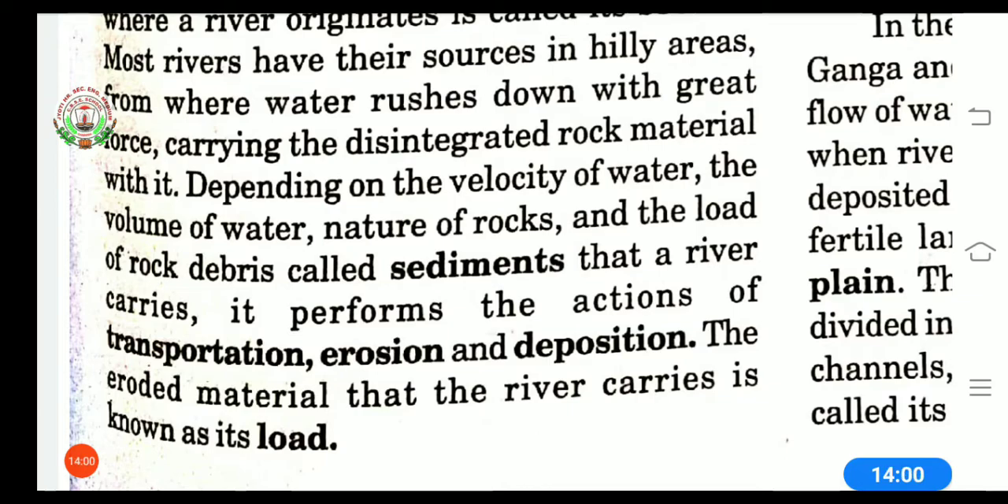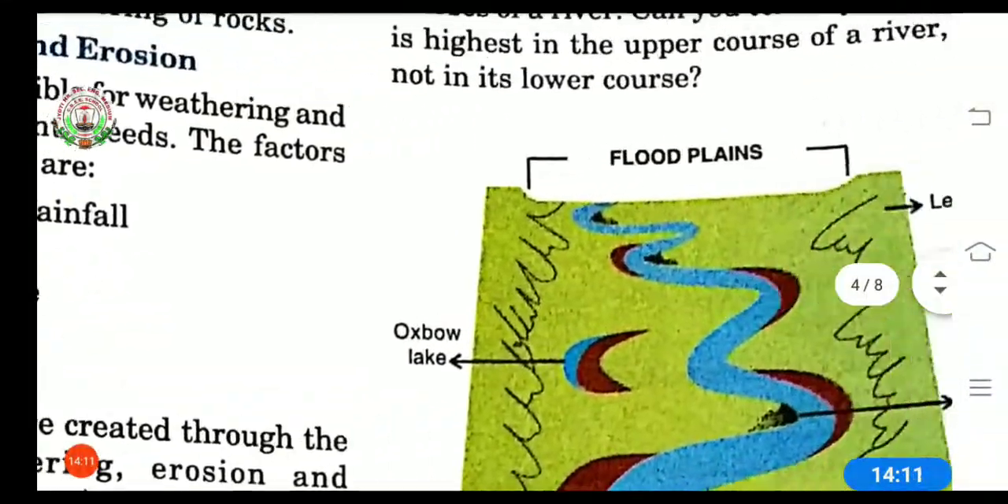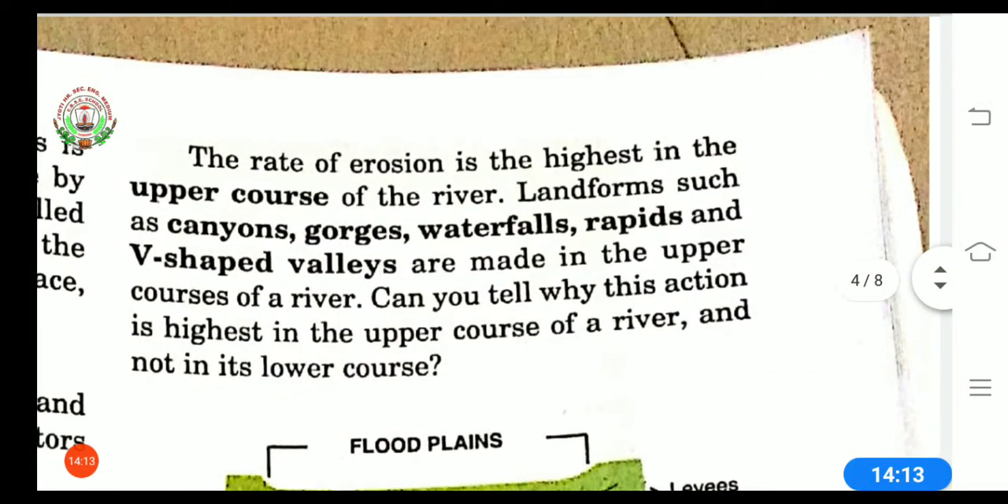Every river, they are carrying their sediments. Now that eroded material that the water carries is known as load. Now here having the rate of erosion, that is the highest in the upper course of the river. Landforms such as canyons, gorges, waterfalls, rapids, and V-shaped valleys are made in the upper course of a river.